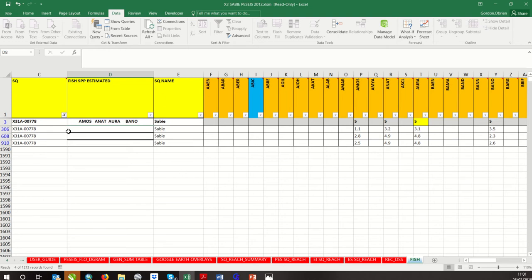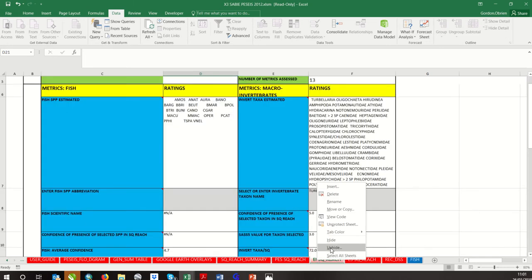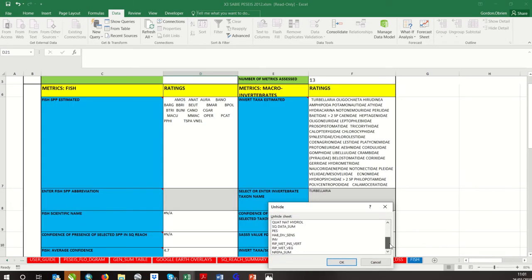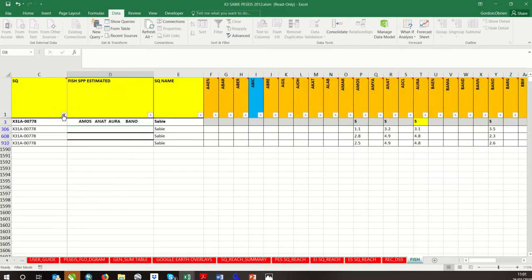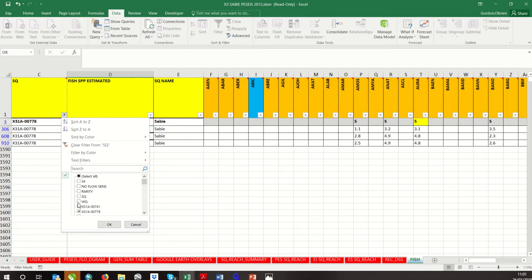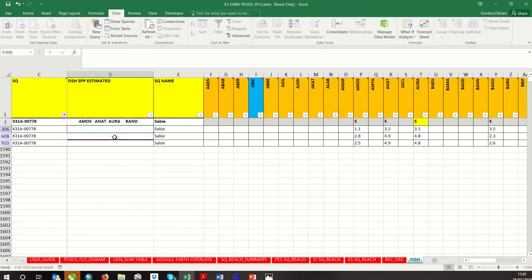So what I've done is I've opened the PCIS database. I've gone to unhide, and I've pressed unhide, and I've gone to find the fish list, and that's this new blue one. I've clicked on the fish list. I've gone to the subquaternary level. I've opened that, and I've looked for my X31A 00778. Everybody with me? Okay, now I know what species have been collected here. And here they tell you they have collected natalensis, uranoscopus, anoplus, and amos.